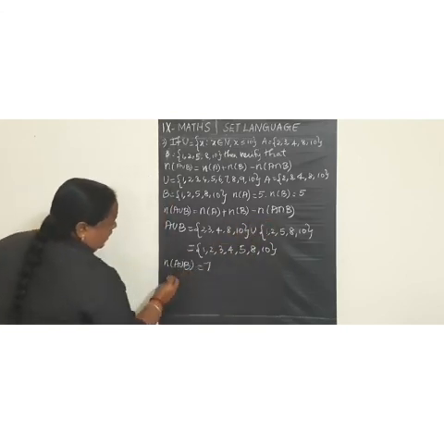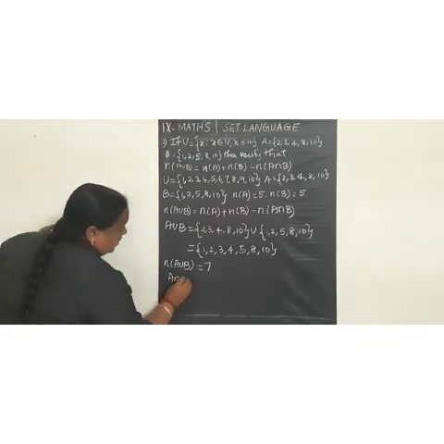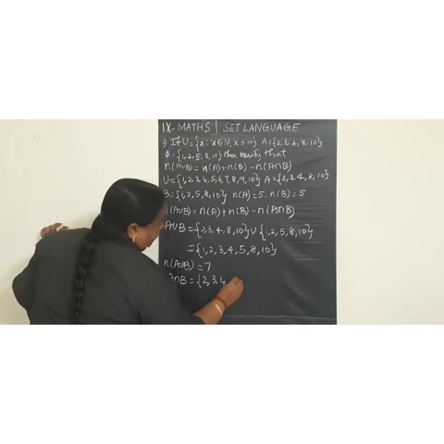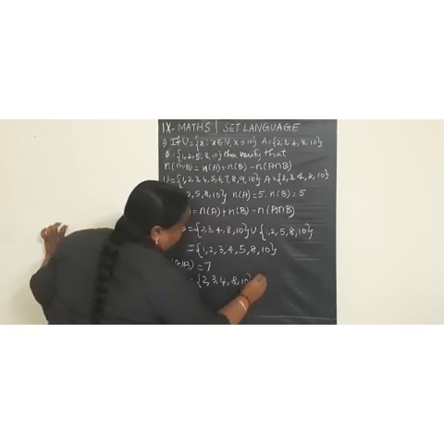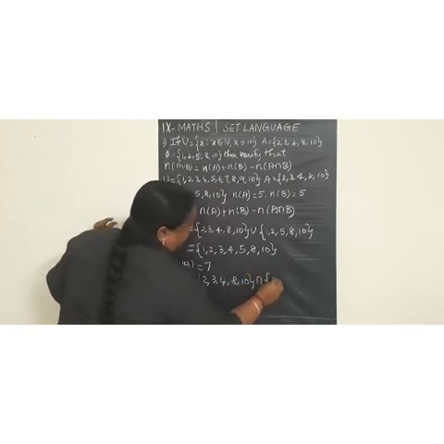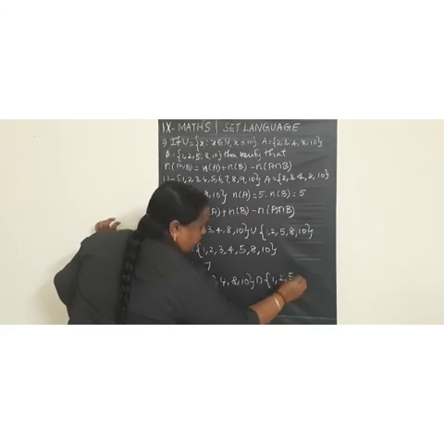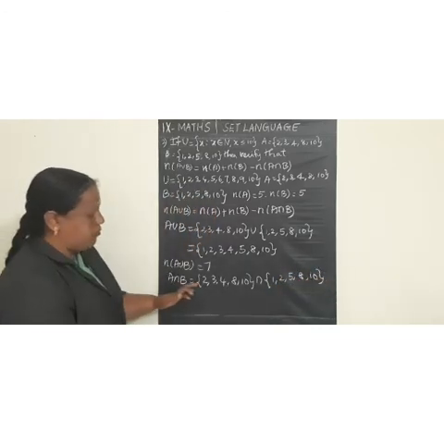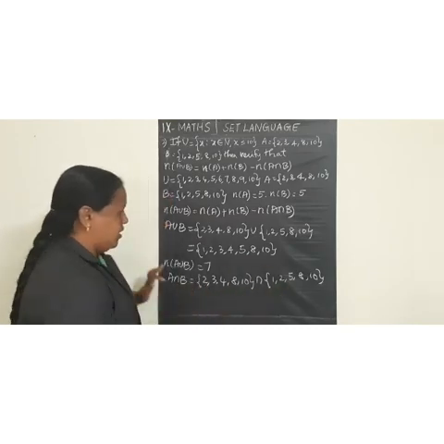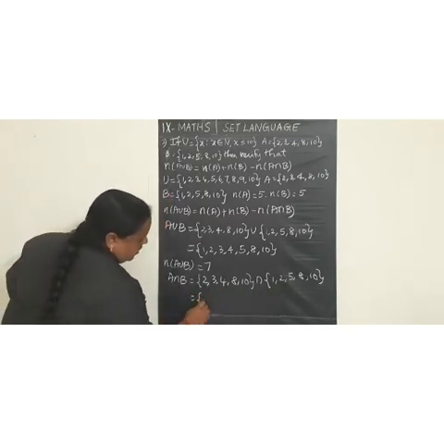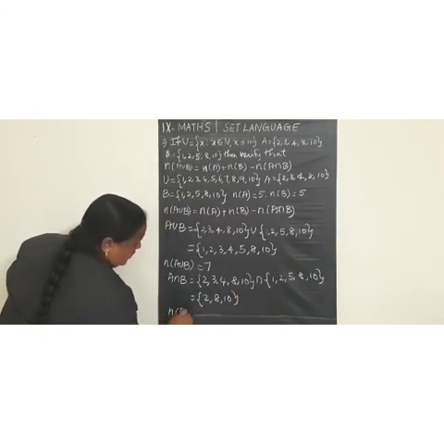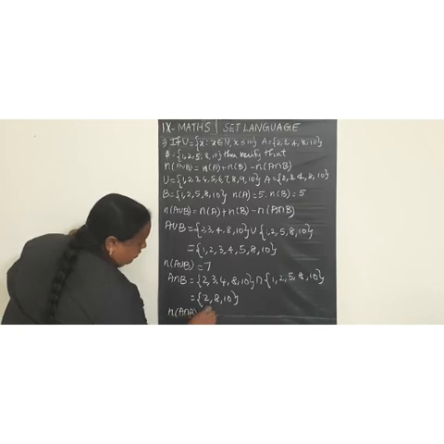Next we will find A intersection B. A intersection B is equal to 2, 3, 4, 8, 10, intersection B, 1, 2, 5, 8, 10. So intersection means we have to write the common elements. What are the common elements in this? It's 2, 8, 10. So n of A intersection B is equal to 3.